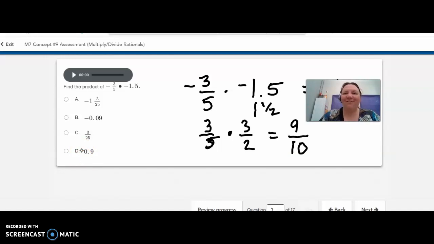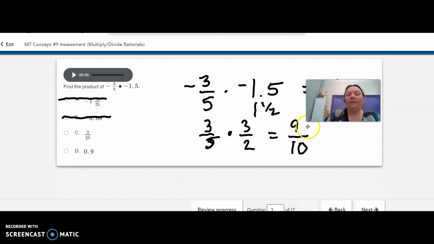They just wrote it in a different form, right? So let's cross out some. Let's think about why these don't work. Letter A won't be the correct answer because we know that our answer should be positive. The same holds true for letter B. We know our answer should be positive because negative times negative becomes positive.